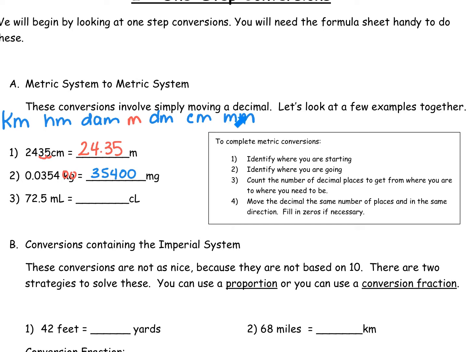The last one there is milliliters to centiliters. So milli to centi. I'm here and I need to hop 1 spot to the left. So I'm going to take that decimal and move it 1 spot to the left, and that will become 7.25.